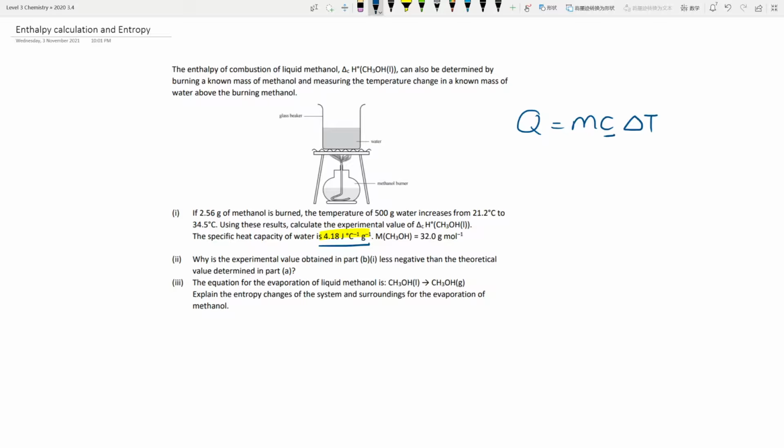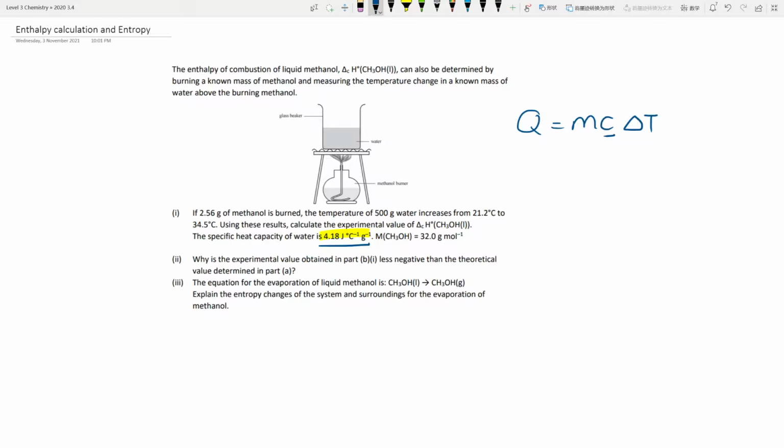Now, just to put it into context, what does this actually mean? So that 4.18, excuse the fireworks, Guy Fawkes here. So with the 4.18 joules per degree Celsius per gram, it just means if I were to heat up 1 gram of water to increase the temperature by 1 degree Celsius, that's going to require 4.18 joules of energy.